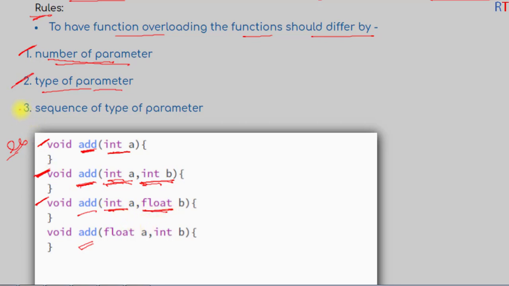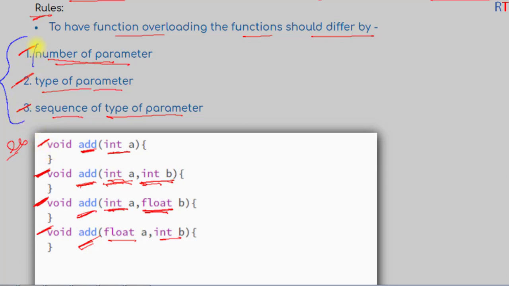And thirdly, we can change the sequence of the type of parameters to overload a function in the program. For example, the third version of the add function is taking integer and float type parameters. Now we have changed the sequence of the parameters to float and integer, and this way we can overload one function in our program. So these are the rules we need to follow to have function overloading in our program.